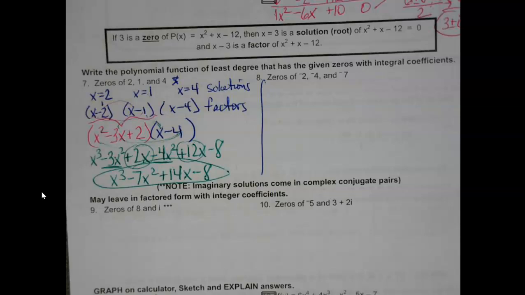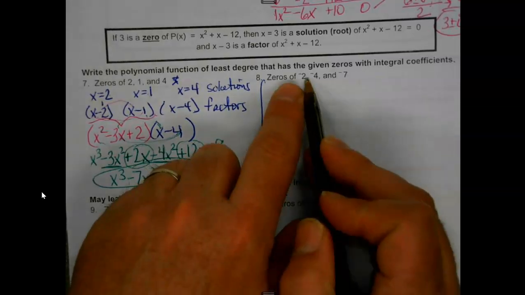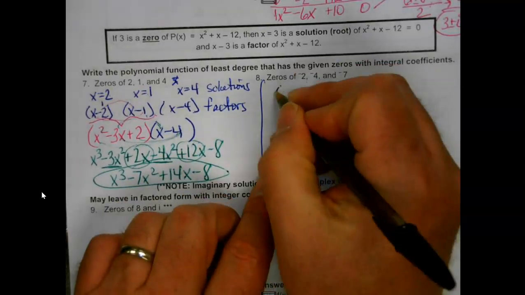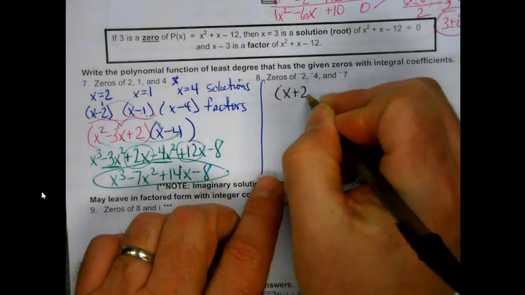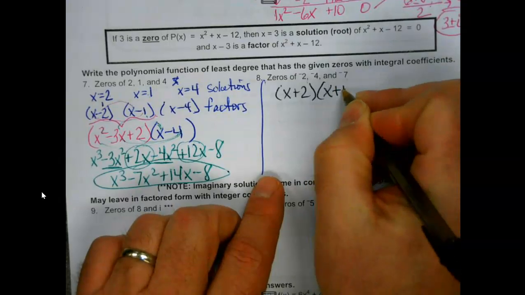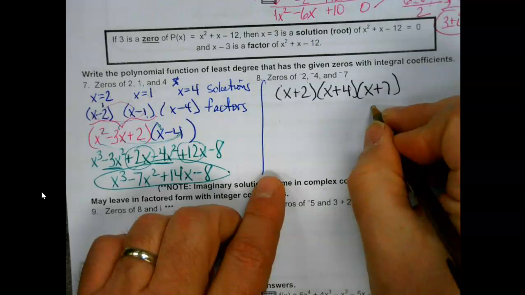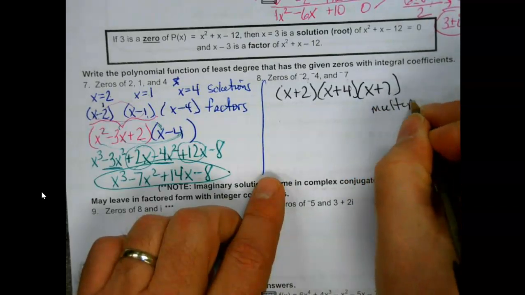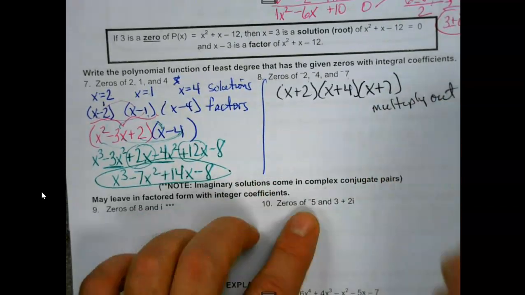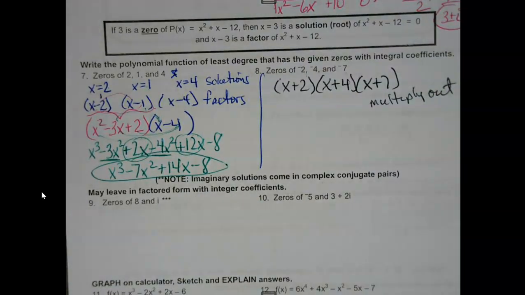All I'm going to write for number 8, just as a reminder, if your zeros are negative, it just means these are all going to be plus. No, I'm not making you do it again. I'll make a little note here, multiply out, so you don't think, oh, that's just the answer. No, it is not just the answer. We'd still have to work that through.